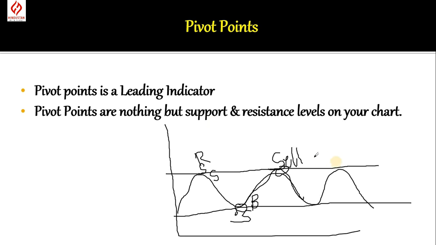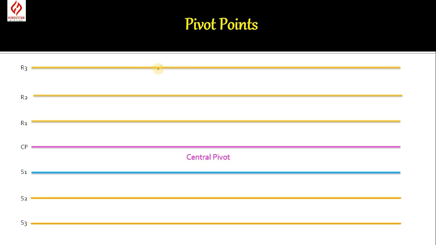So pivot points are nothing but support and resistance levels on your chart. See, if you go to the trading platform and plot pivot points, you will see some horizontal lines like this. These horizontal lines are known as pivot points, right? So these will work as support and resistance levels, right? Okay, so this pink colored one is known as the central pivot and the lines above the central pivot are known as resistance levels, R1 pivot, R2 pivot and R3 pivot, and the lines below the central pivot are known as support levels, S1, S2 and S3.